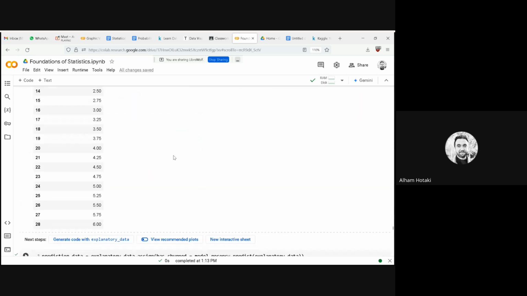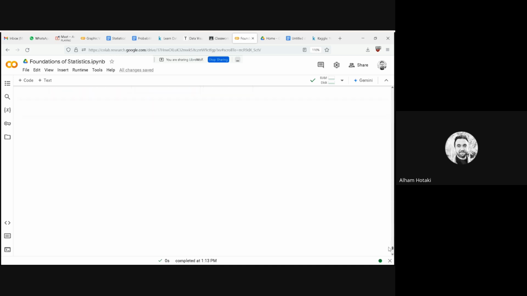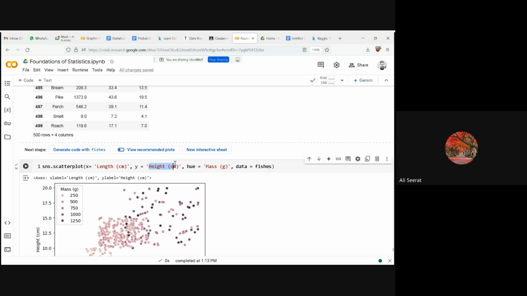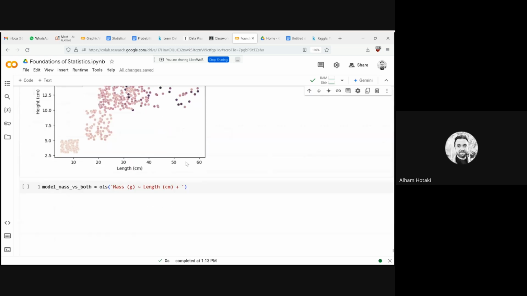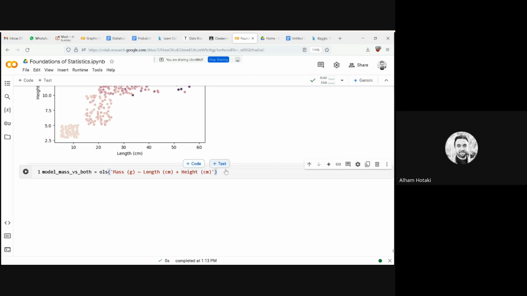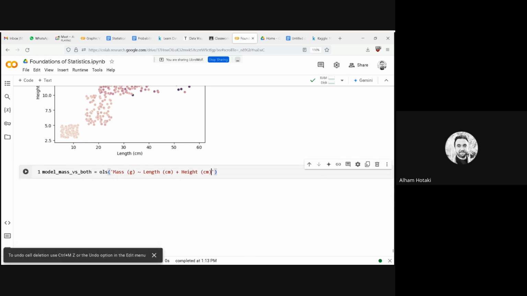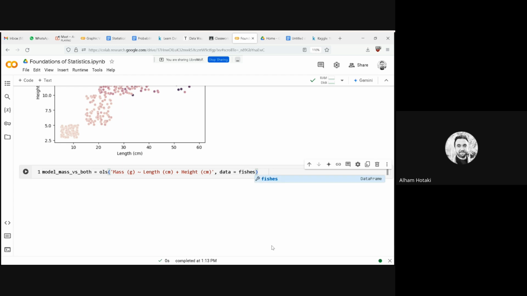Now we want to predict the weight not only based on the length, but based on the length plus height. Yeah, height. So this is multiple linear regression, and we want to do this. What will be the data? The data will be the fishes, and we will be fitting this model and developing it.